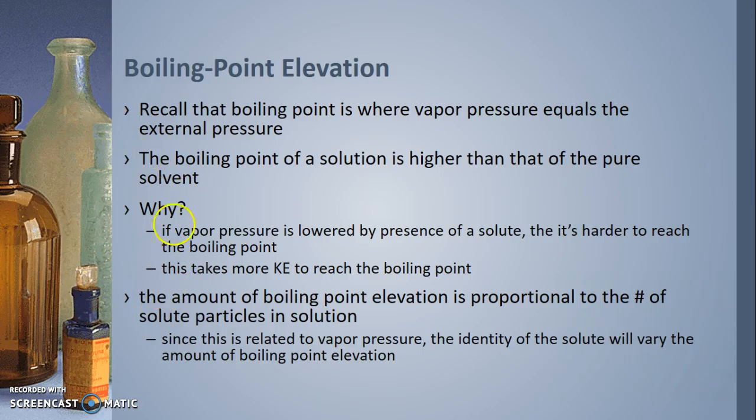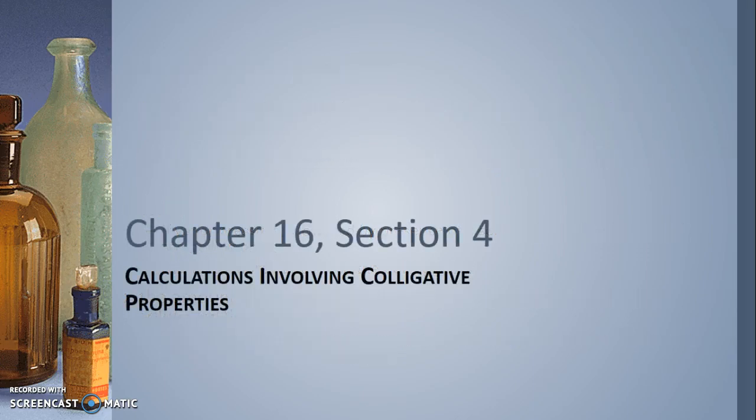And the why is right here. If the vapor pressure is lowered by the solute, then it's just simply harder. It's related entirely to the vapor pressure lowering. It says that the amount of the boiling point elevation is proportional to the number of solute particles. So that means, again, if you double the number of solute particles, then you should double the effect on the boiling point elevation.